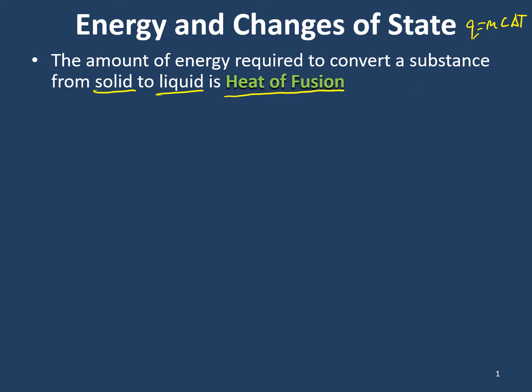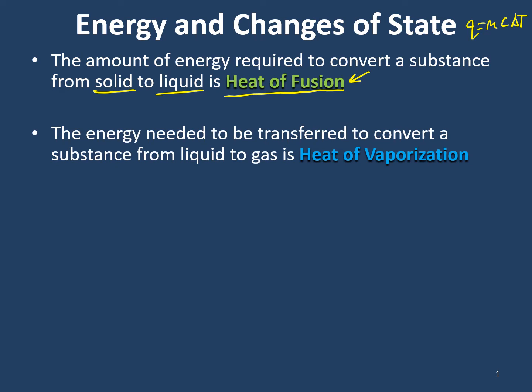And for other substances, it'd be a different value. We need to put energy in, even if we're at 0 degrees Celsius, which is where the physical state change would occur for water, you're going to need to put energy in to get that solid water to the liquid physical state. And that value is known as the heat of fusion. The energy needed to convert a liquid to a gas is known as the heat of vaporization.